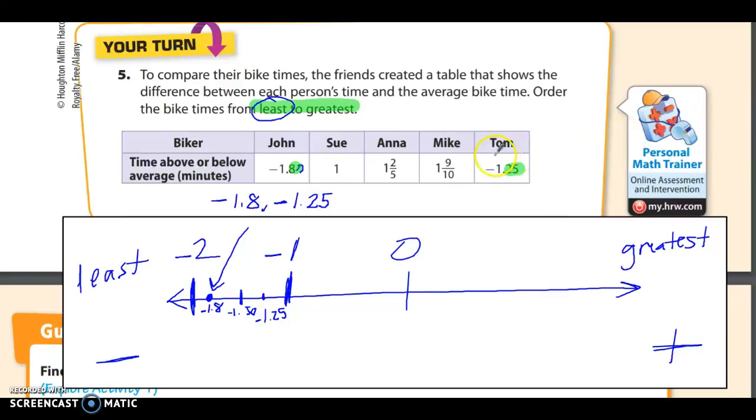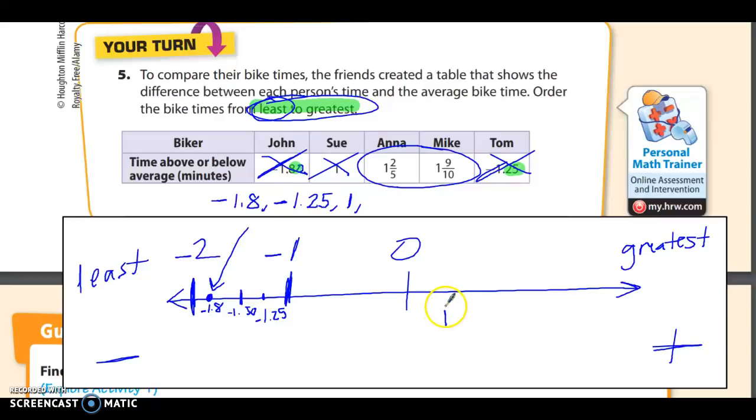So now I can cross off my negatives because I'm working back towards the positive numbers. Remember, we're doing least to greatest. So now I've got 1, 1 and 2/5, 1 and 9/10. I sure hope you know that 1 would be the smallest of those values. So now I just have to compare these two. And those are going to be a little bit tricky to compare. Except if you make a common denominator, watch how easy this is.